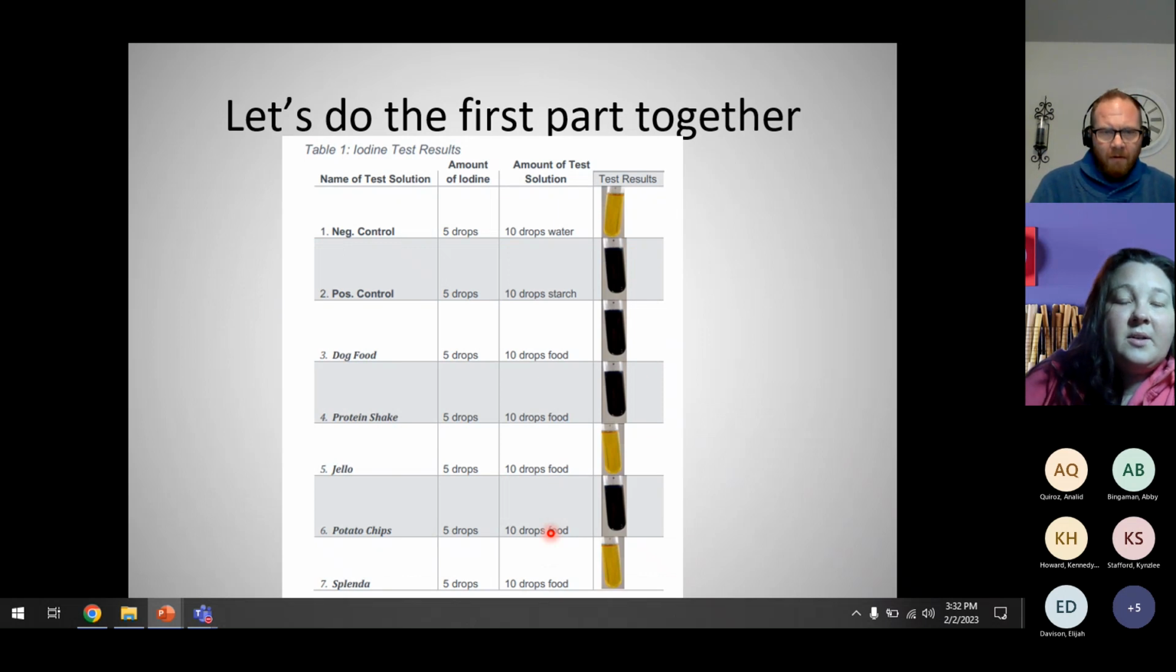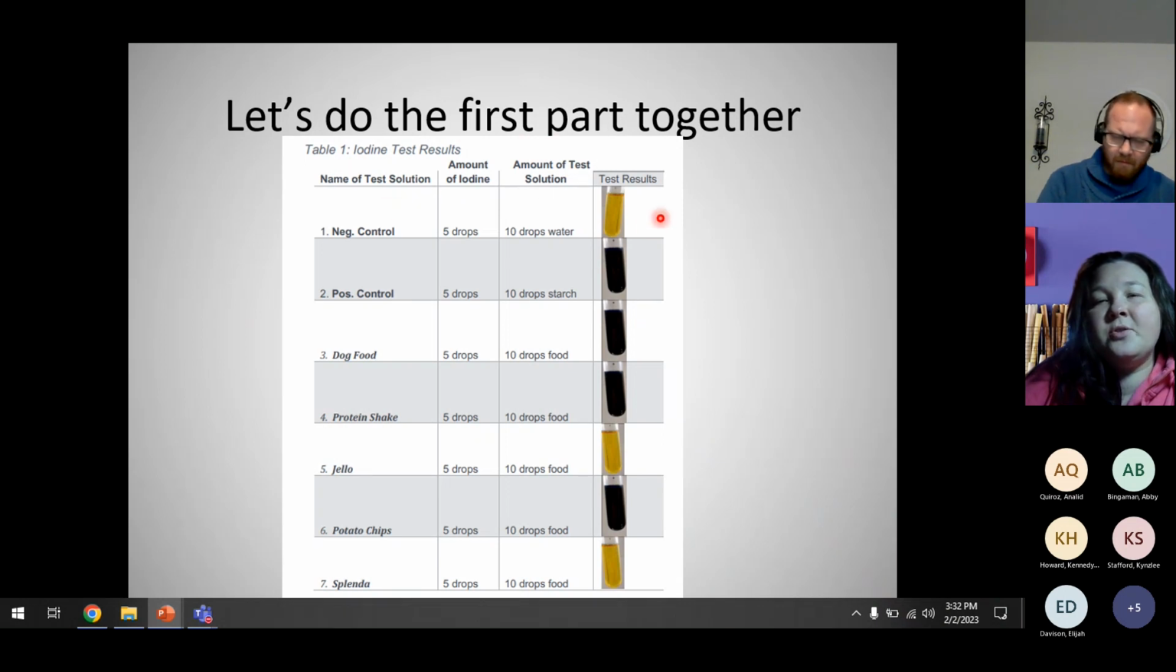So if you downloaded, which I hope you did, the results, this is what you're going to see. We have our negative control right there, and this is what you would use in the lab to make it if you were making it, but you're not, so you can ignore that part. The negative control looks like this, just iodine plus water, and the positive control looks like this, iodine plus starch.